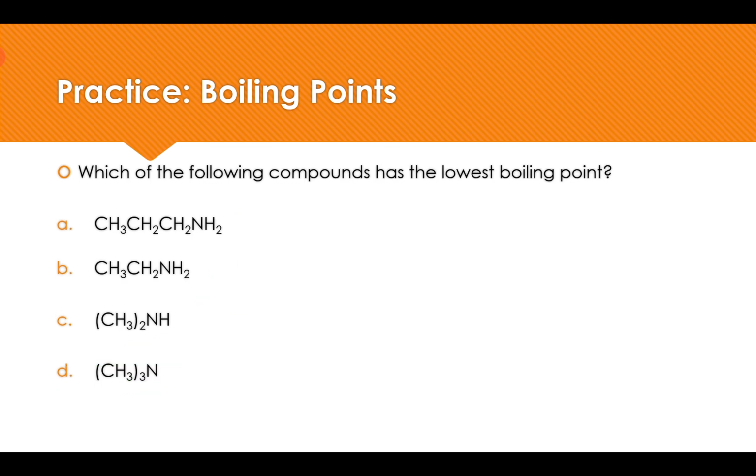Which of the following compounds has the lowest boiling point? Go ahead and pause the video and think about this. All right, when we're thinking about the lowest boiling point, we're thinking about the weakest intermolecular forces. So we want tertiary. Tertiary sounds good. This one has no hydrogen bonding.